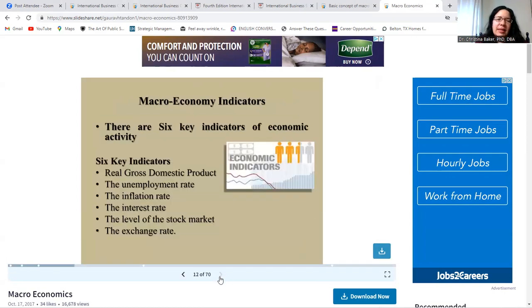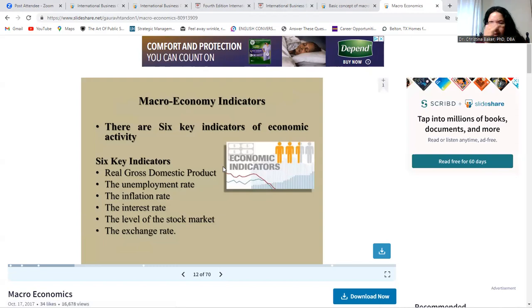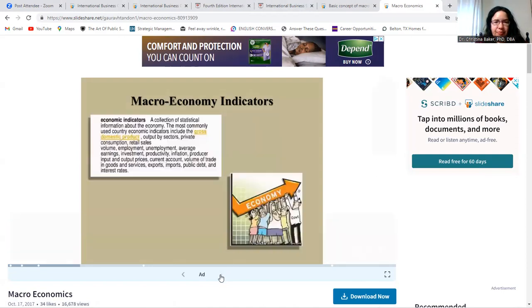Macroeconomic indicators. There are 6 key indicators of economic activity: real gross domestic product, the unemployment rate, the inflation rate, interest rate, level of the stock market, and exchange rate.